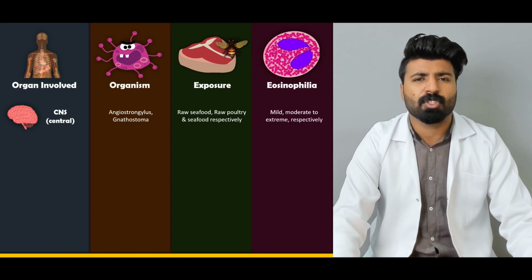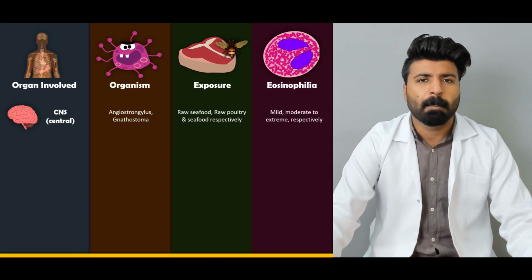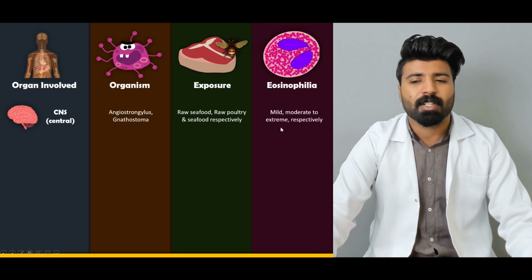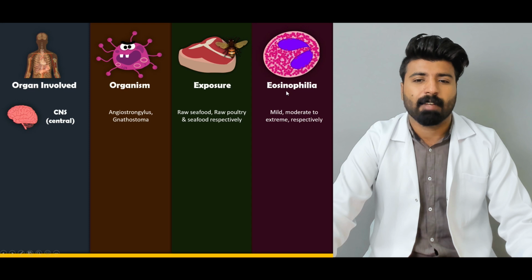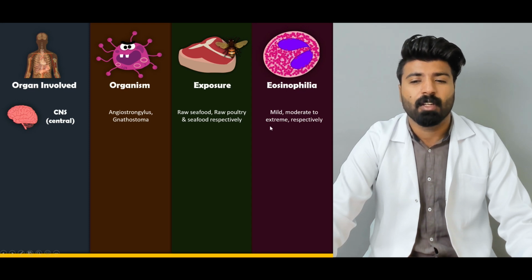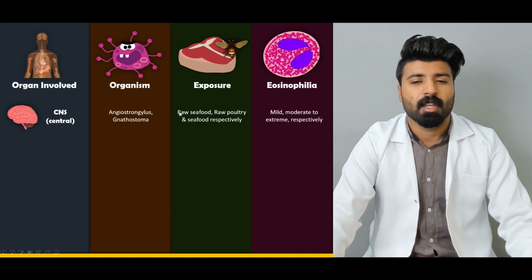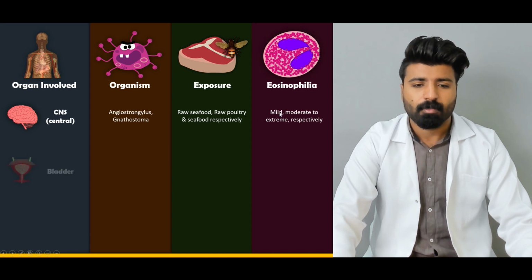And what happens to the eosinophilia? When you go for a complete blood count and you look for eosinophilia, it's mild, moderate to extreme respectively. It can be mild, it can be moderate, and it can be extreme depending upon the severity of the disease. But it also depends upon these exposures. If it's raw seafood, it's rather mild. But with raw poultry, it's going to be extreme.